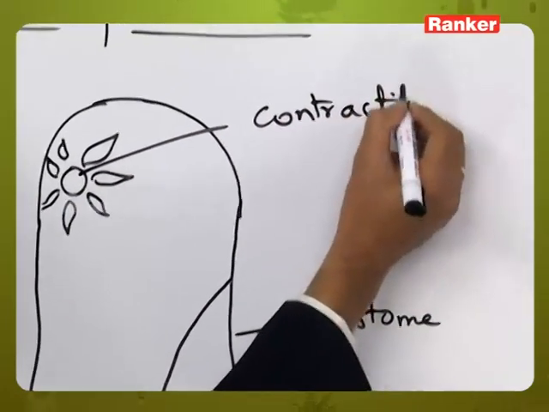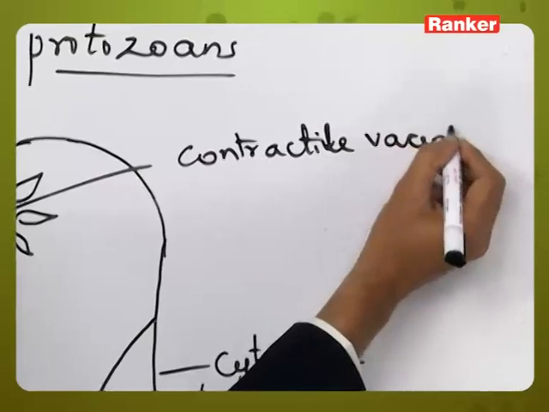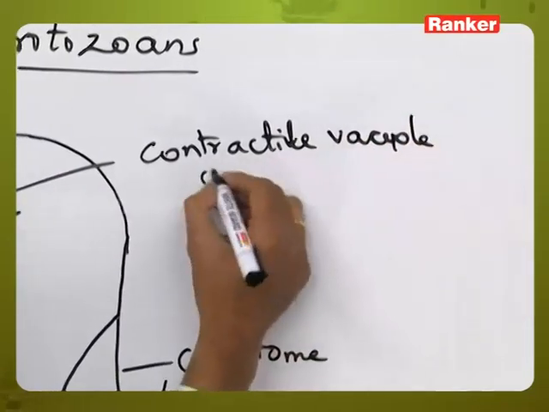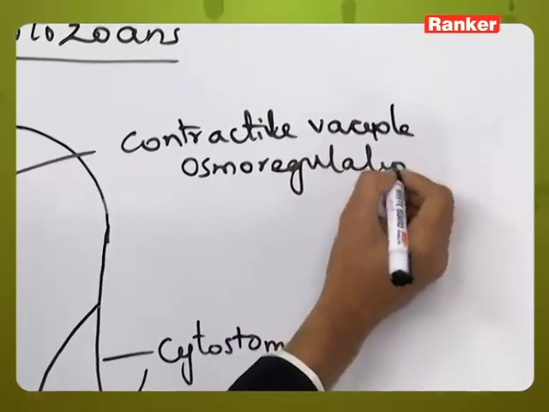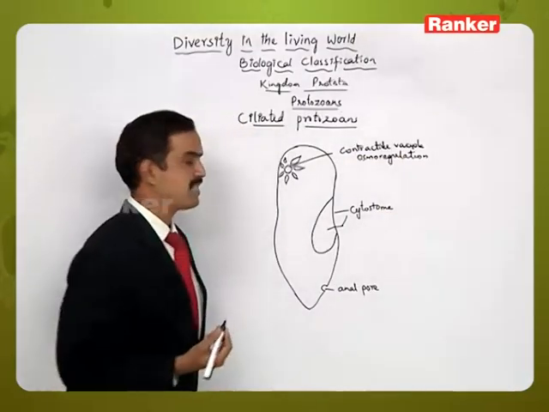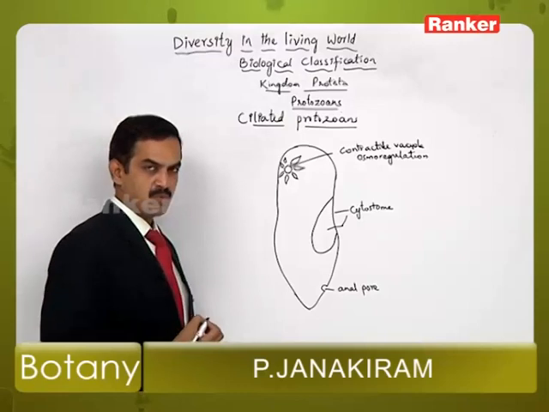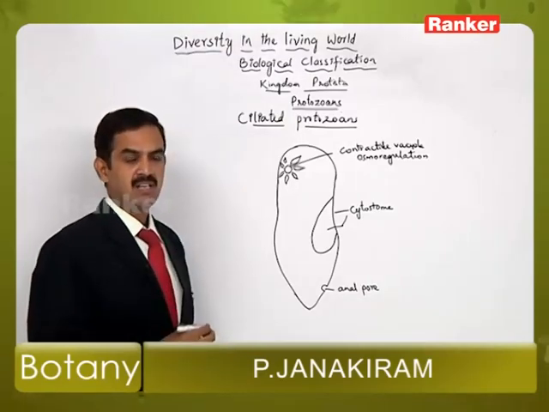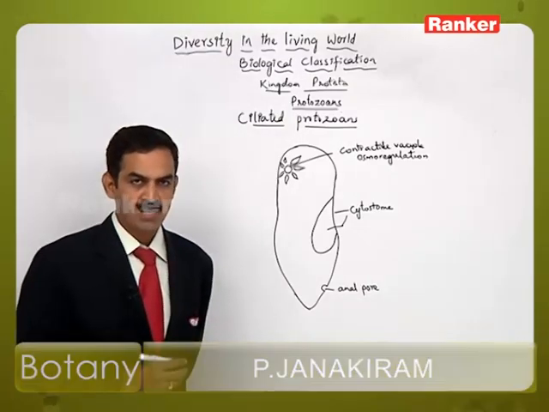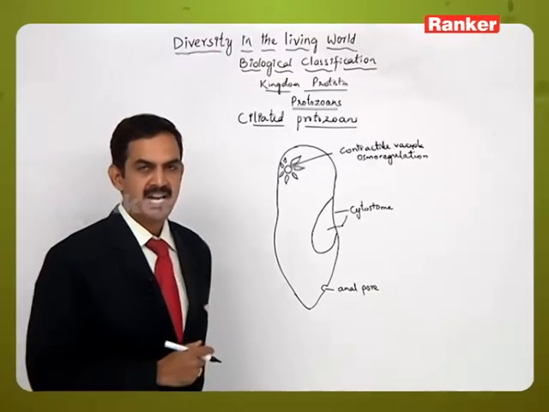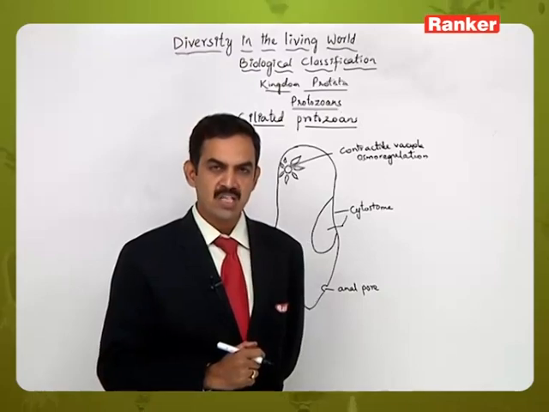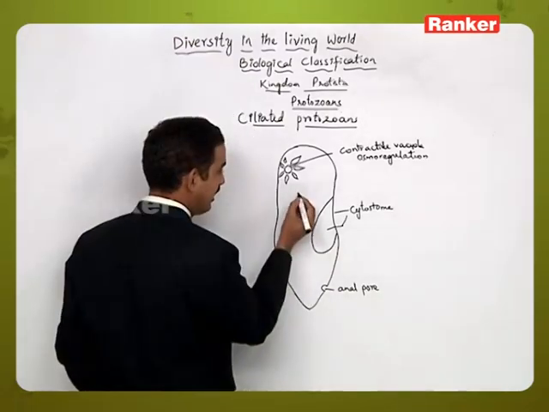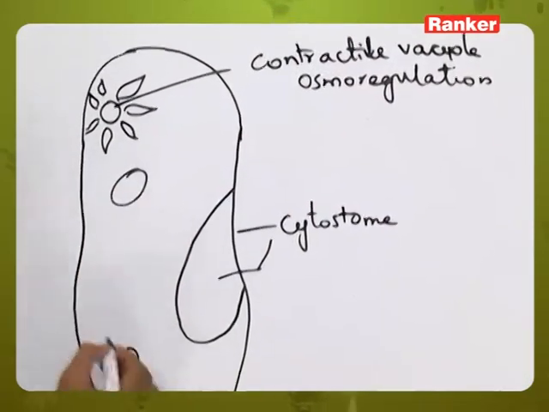The contractile vacuole is concerned with the osmoregulation process. That is, it will maintain the concentration of water inside the cell. And apart from this, they have one special feature, that two types of nuclei are present, called macronuclei and micronuclei. That is, dimorphic nuclei are present, in which a larger one and a smaller one are present.